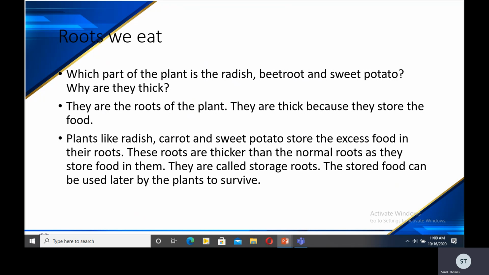So what will happen if these plants do not store food? Yes, of course, if they are not storing food, these plants might get weak or even die, as they will not have enough food to survive. That is what is going to happen. I hope you understood the different classifications of roots, the plants that store food in the roots, and the main functions of the roots, right?